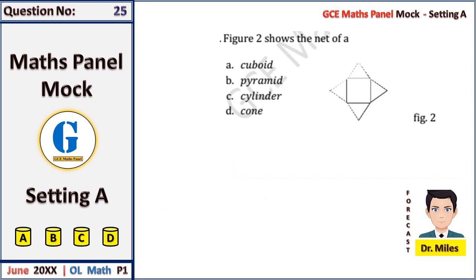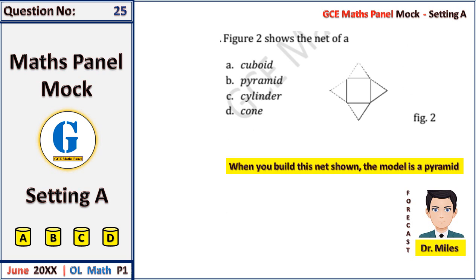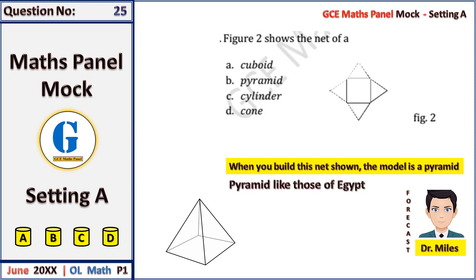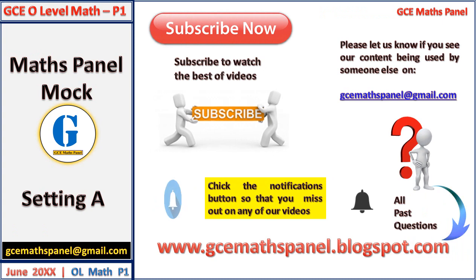Figure 2 shows the net of a solid. When you build this net shown, the model is a pyramid, just like the pyramids of Egypt. And you can see the nets being built up to form that model shown there. So it's actually a pyramid.